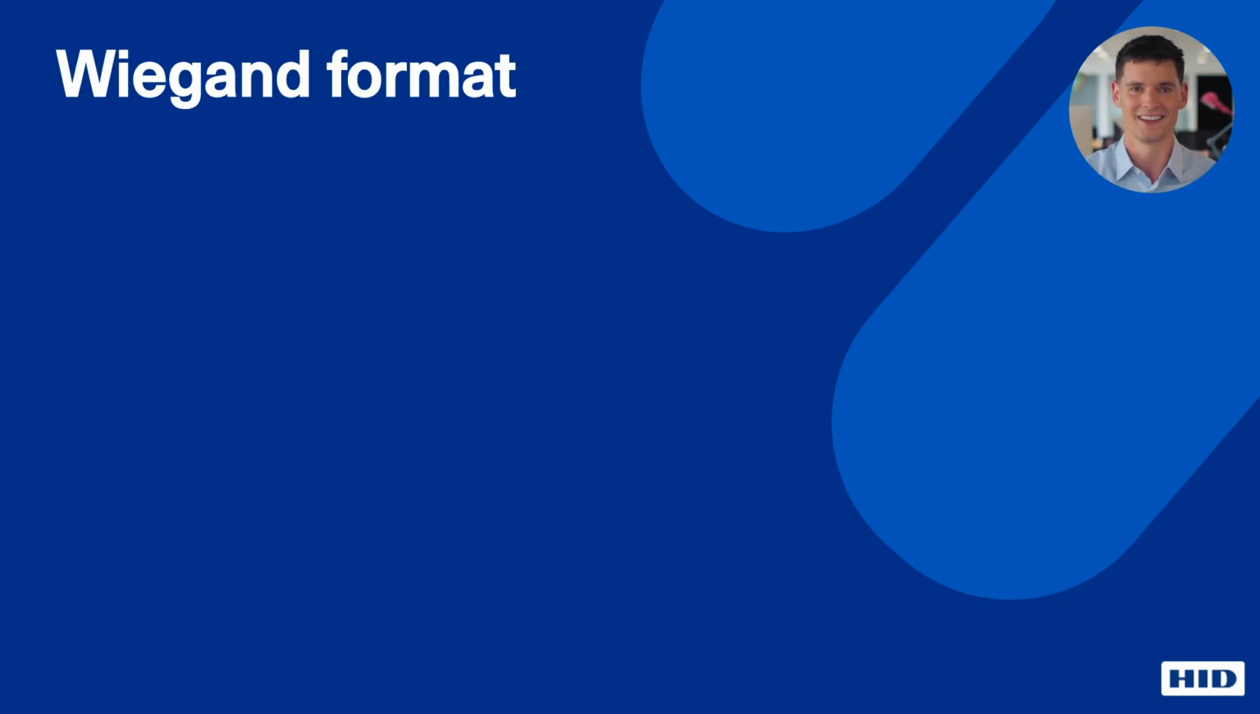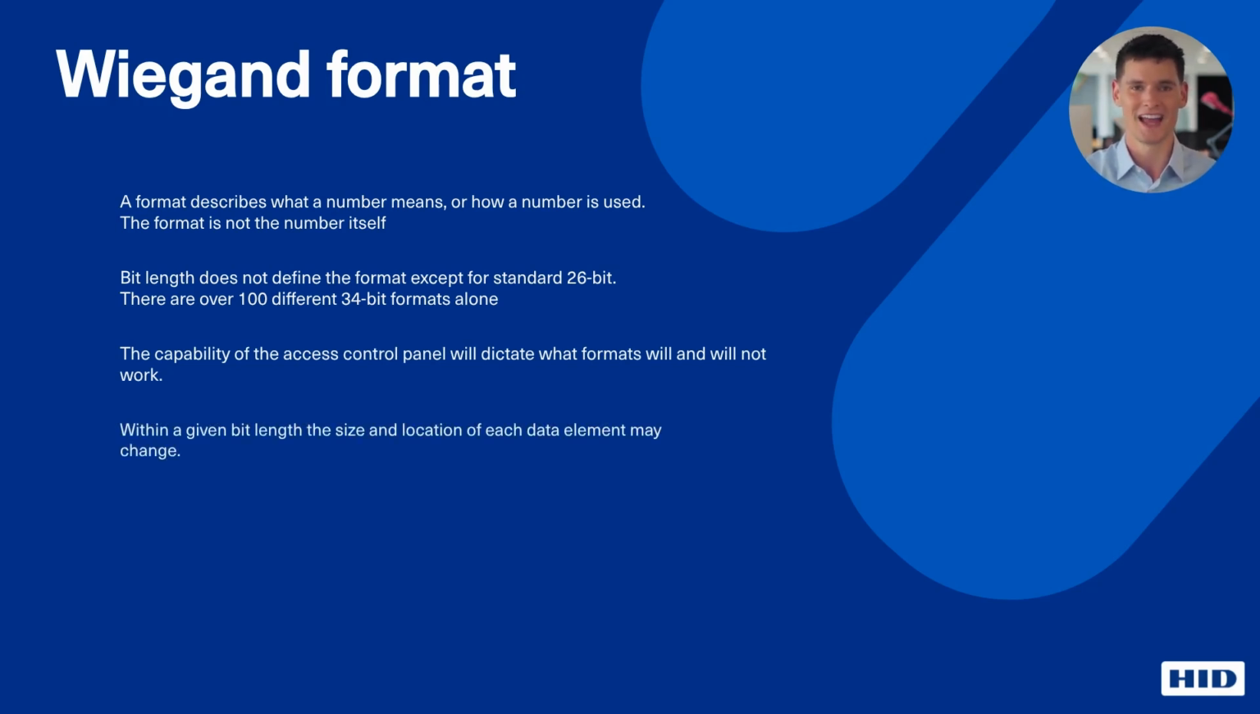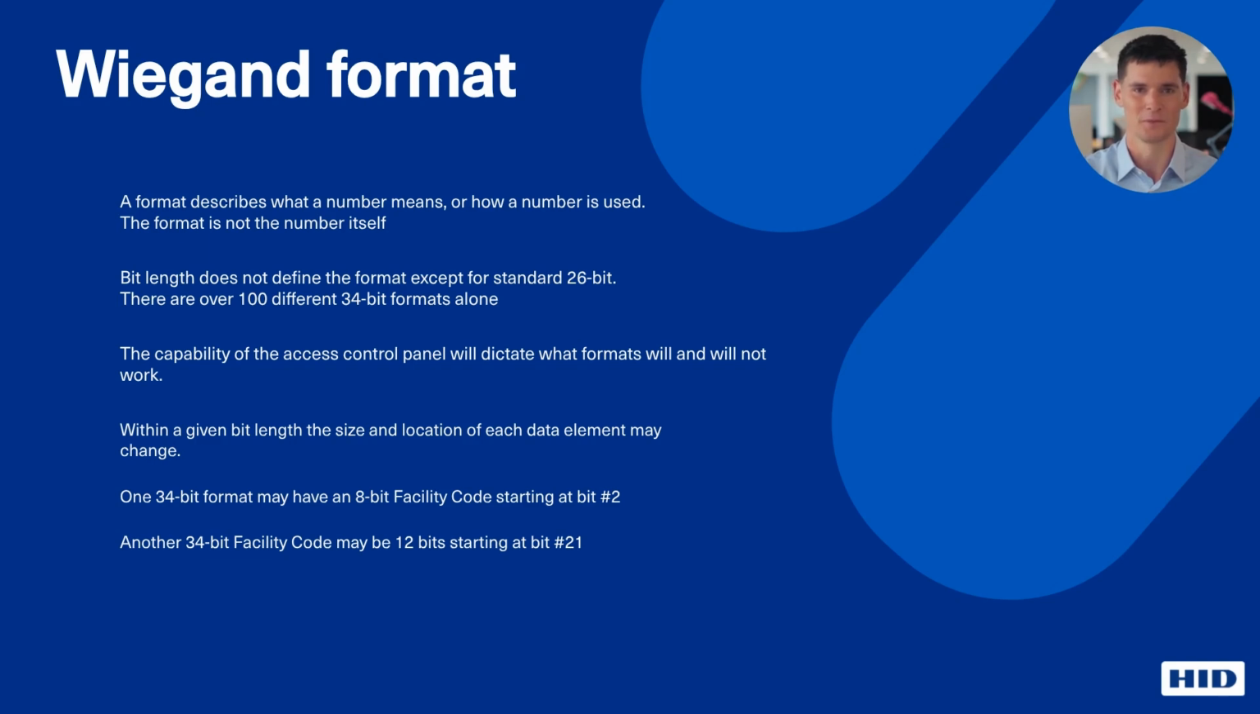Some basic facts. A format describes what a number means or how a number is used. The format is not the number itself. Also, the number of bits does not indicate the format, except for standard 26-bit. For example, there are over 100 different 34-bit formats alone. The capability of the access control panel will dictate what formats will and will not work. Within a given bit length, the size and location of each data element may change. For example, one 34-bit format may have an 8-bit facility code starting at bit 2. Another 34-bit facility code may be 12 bits starting at bit 21.